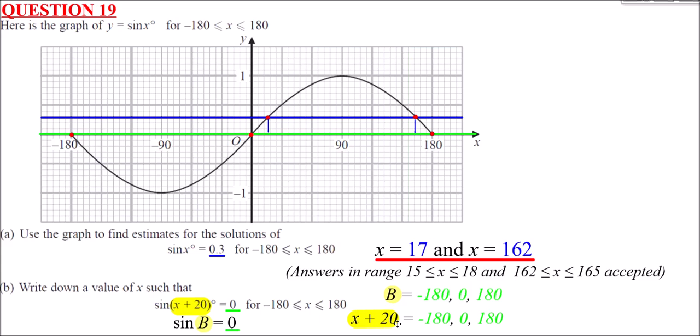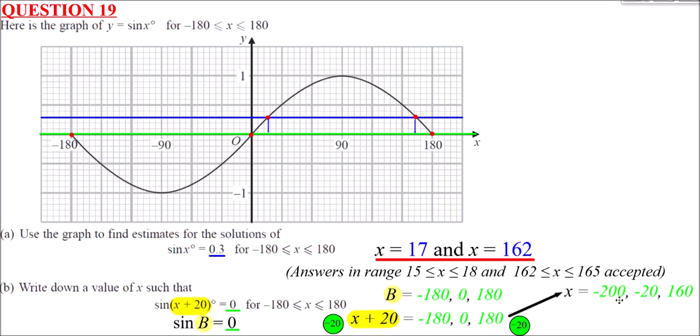So what I could do here is subtract 20 from both sides of this to isolate x and to get my solutions. So if I take 20 from both sides, I then get that x must be either minus 200, minus 20, or 160. However, our range of x needs to be in between minus 180 and 180. So minus 200 is too negative. We can't use this as one of our values.